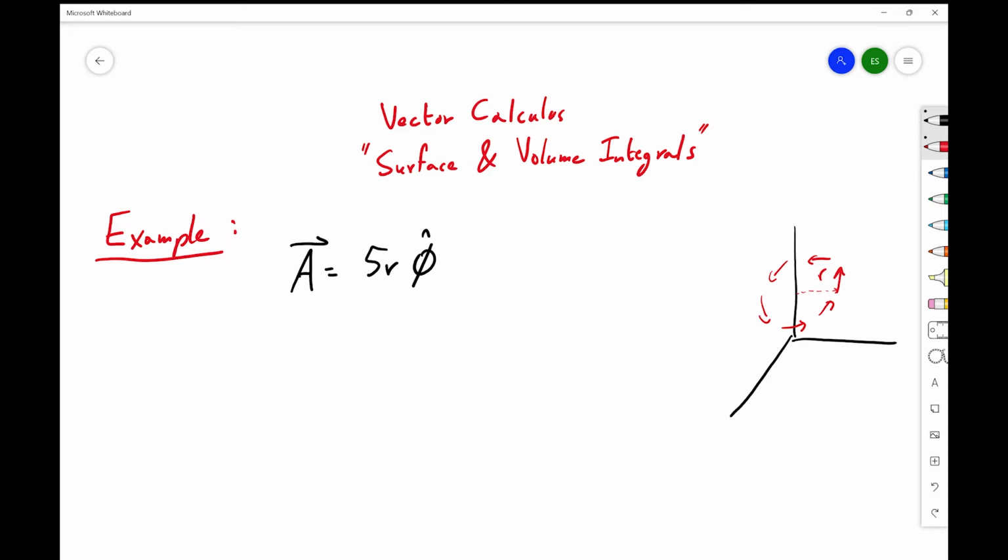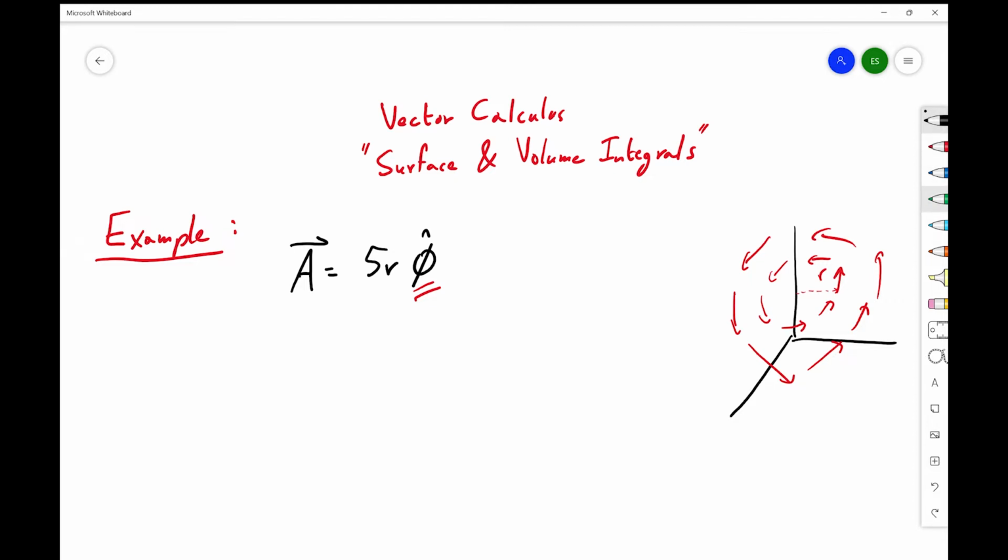Because at any point in space, it has only a component in the phi basis direction, and it doesn't depend on anything else. It only depends on r. So the farther you are away, the bigger the field is going to be, but it's going to be like a swirl around the z-axis. So this is the field, and we want to integrate it along a surface.